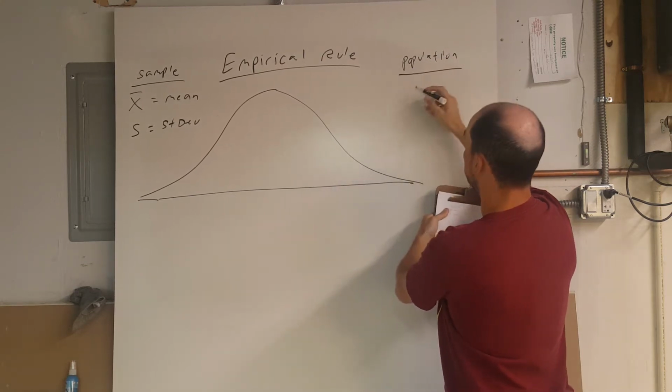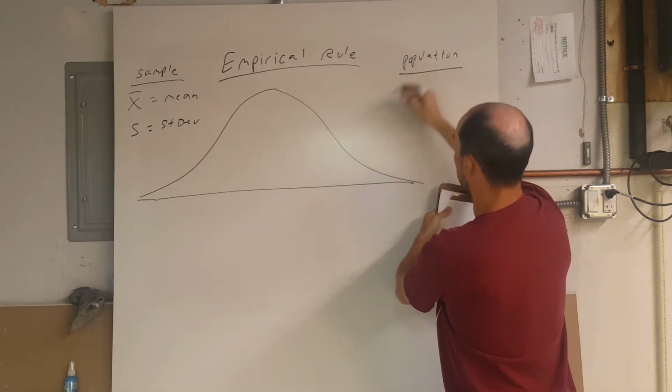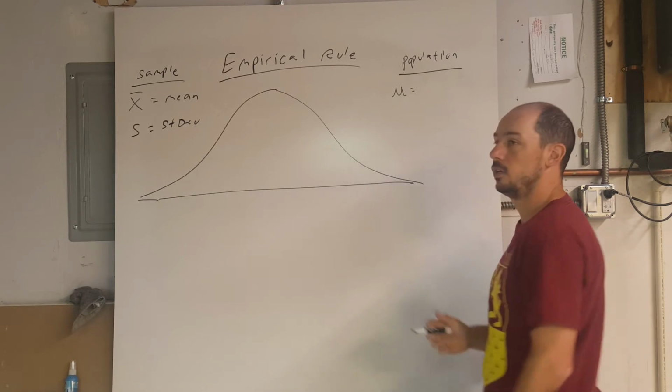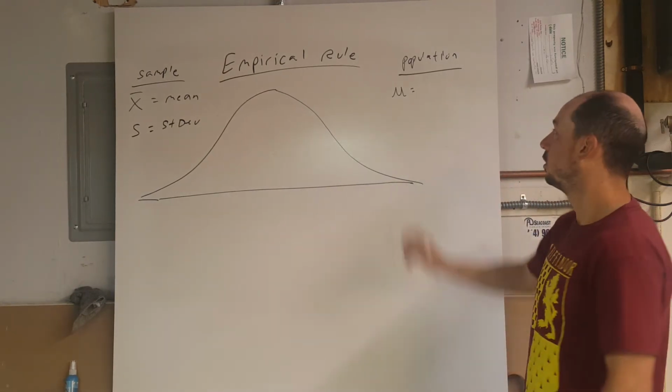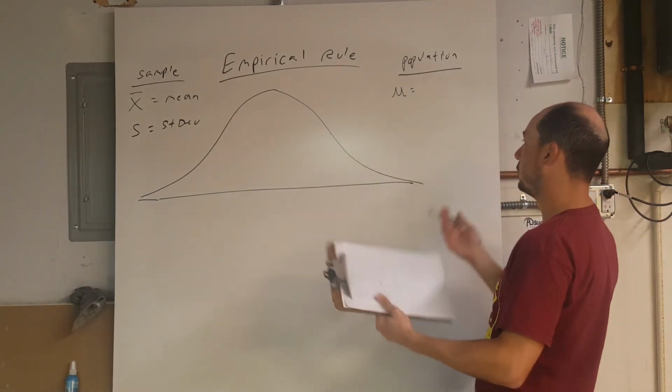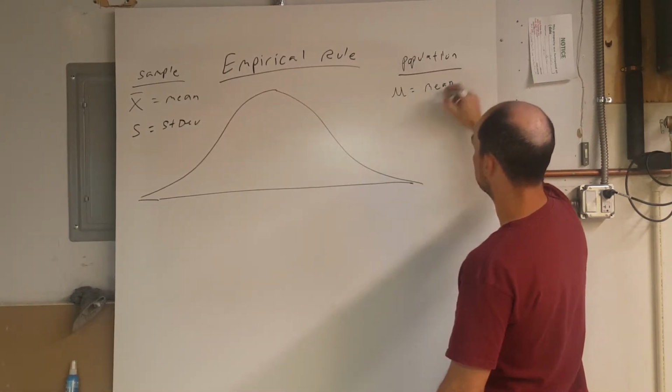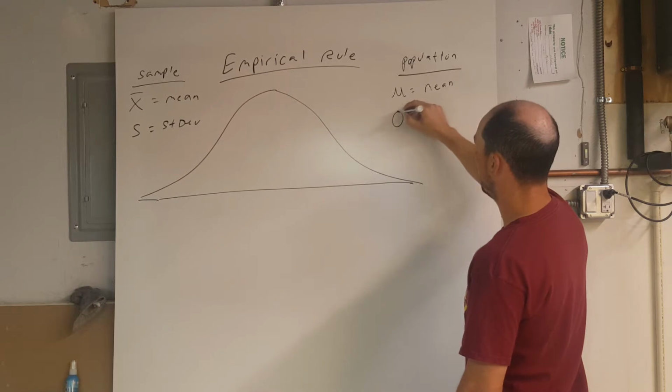If you have the mean of the whole population of all the data, we use the Greek letter mu. It looks kind of like a combination of an M and a U. That's the mean of the whole population. And then the standard deviation for the population is sigma.